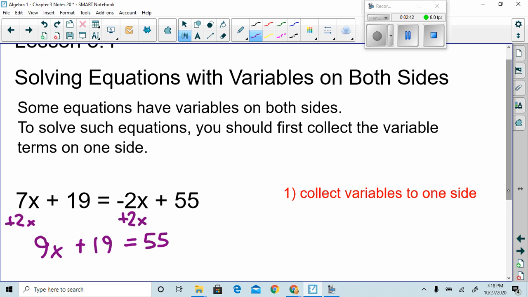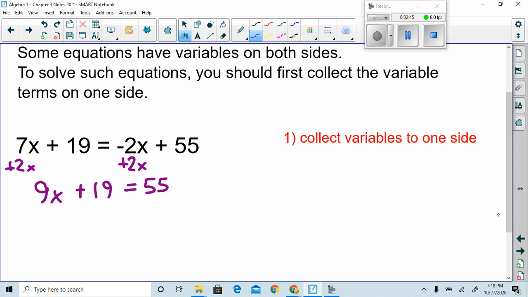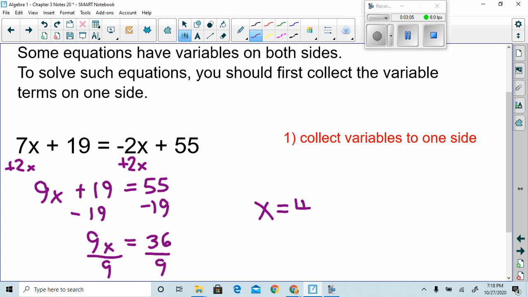Now I can just go ahead and continue to solve this problem. I will subtract 19 on both sides and then simplify. And divide. And I get a solution of x is equal to 4. If I'm not sure if that's right, I go ahead and I check it. And again, I would replace 4 in both of these places, and then I would do the math.